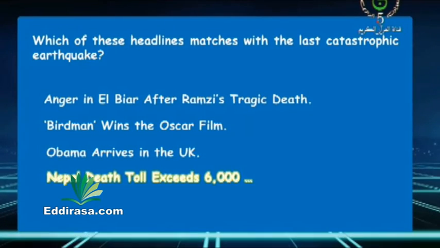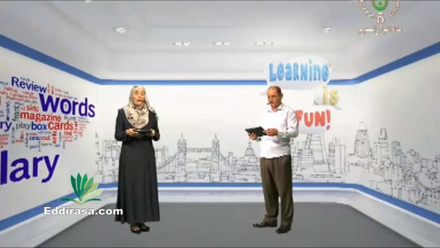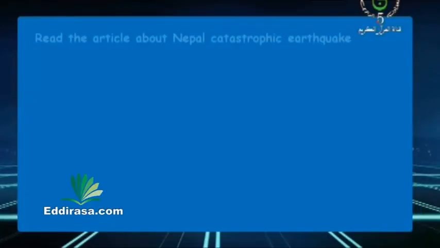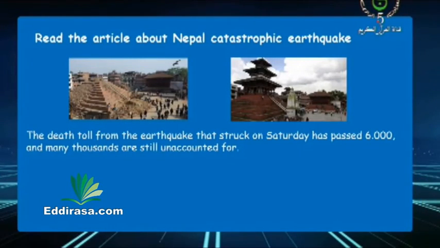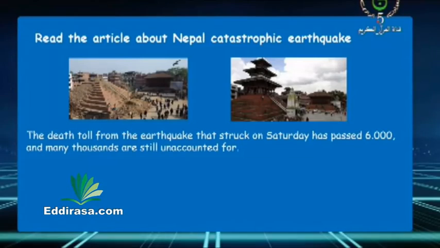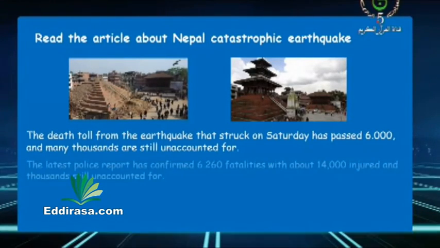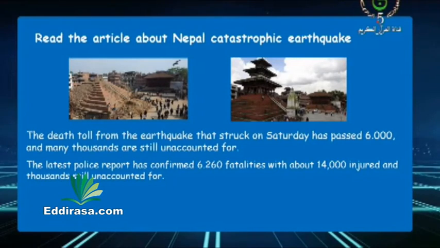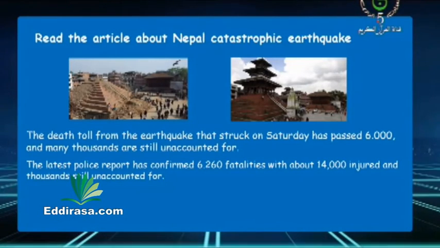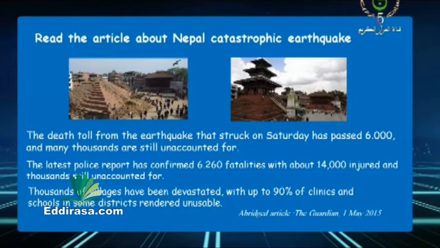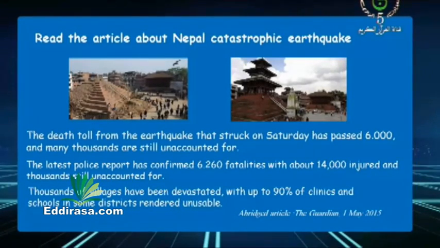With thousands accounted for. Well, now let's read the article about the earthquake that happened in Nepal recently, and then complete the table with information from it. Follow the text with me. So, the death toll from the earthquake that struck on Saturday has passed 6,000, and many thousands are still unaccounted for. The latest police report has confirmed 6,260 fatalities, with about 14,000 injured and thousands still unaccounted for. Thousands of villages have been devastated, with up to 90% of clinics and schools in some districts rendered unusable.